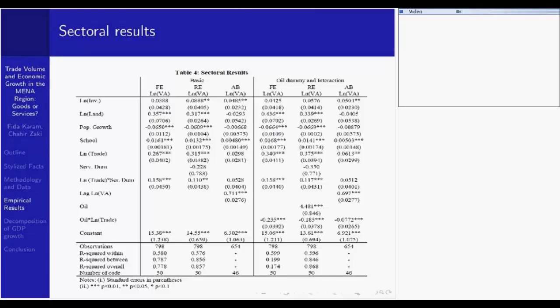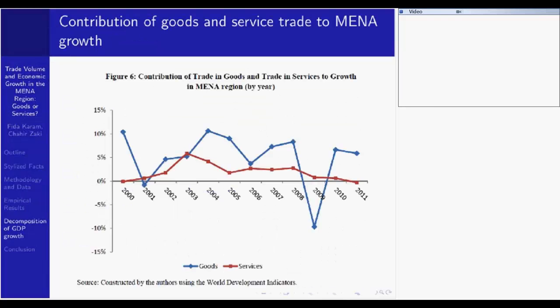And if we decompose the GDP, we can see that mainly, as you can see here, the contribution of trade in goods and trade in services to growth, especially for goods, is much greater than for services. And even during the financial crisis, the contribution of trade in goods was highly negative in 2009, as you can see here in figure 6.